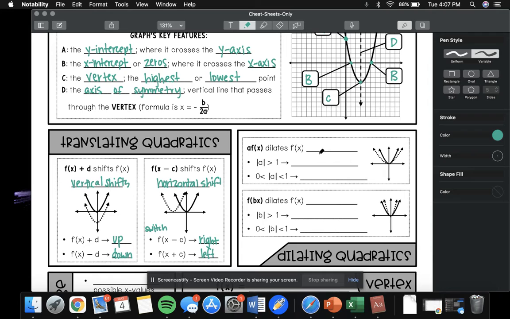Okay, so we can dilate things two different ways. We can dilate it vertically and we can dilate it horizontally. So if it has a value outside of the function, that is a vertical dilation. And so if I am vertically making the number bigger than 1, that means I'm stretching it, which means I make it skinnier. And then if it's in between 0 and 1, I vertically am compressing it down, which makes it wider.